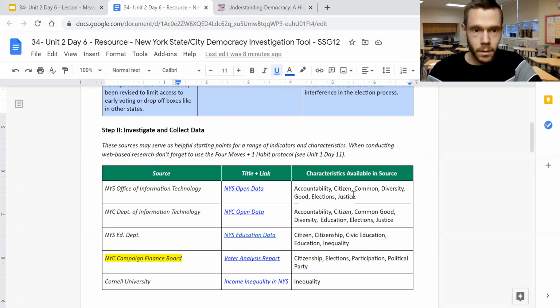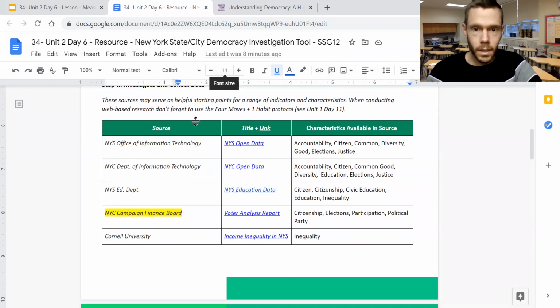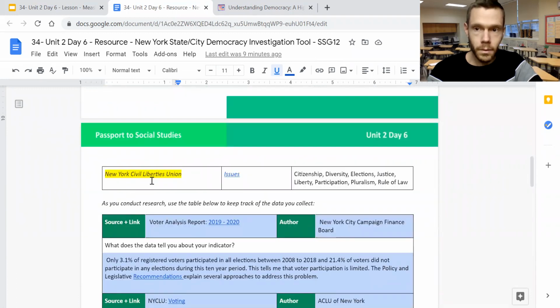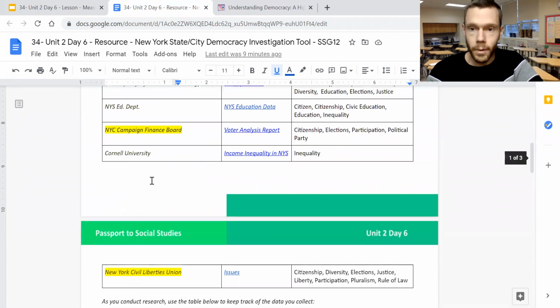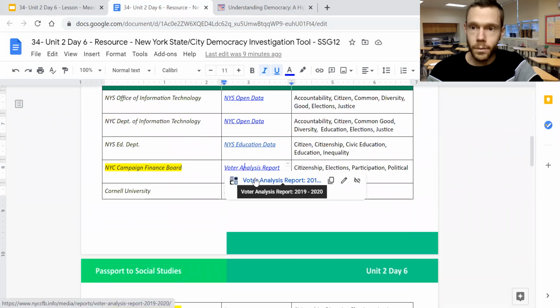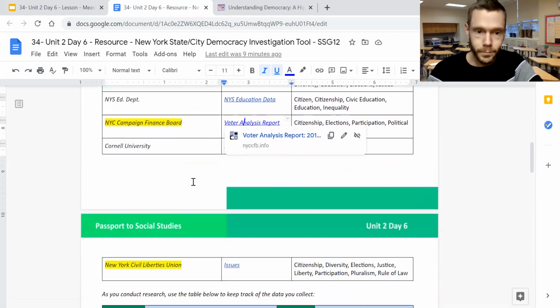What's really nice about this organizer in this investigation tool is not only are the sources provided in the Passport to Socialized curriculum, but we also see the hyperlinks and we see characteristics that we could also choose from for our research. For the purposes of this video, I chose to look at the New York City Campaign Finance Board and the New York Civil Liberties Union, looking specifically at the ACLU and their initiatives as it relates to free and fair elections. For any of these articles, we can go right to the hyperlink, and that'll take us directly to the source that we need for our information.